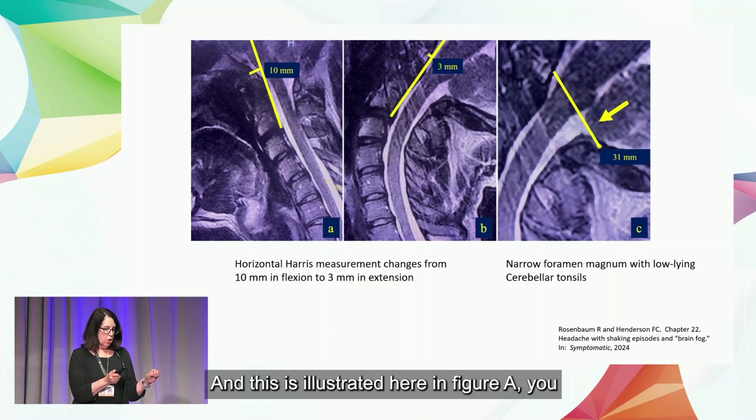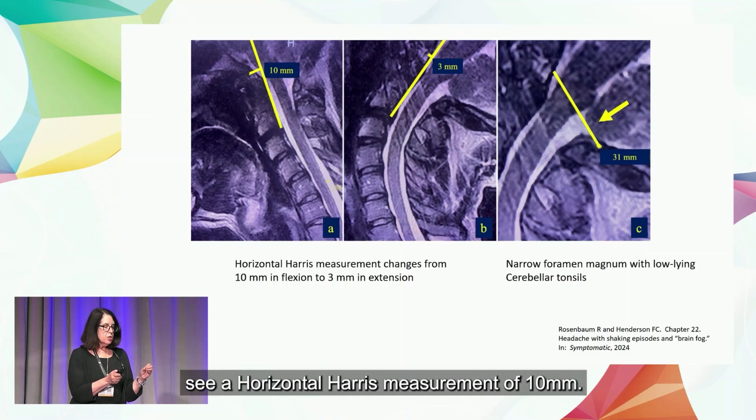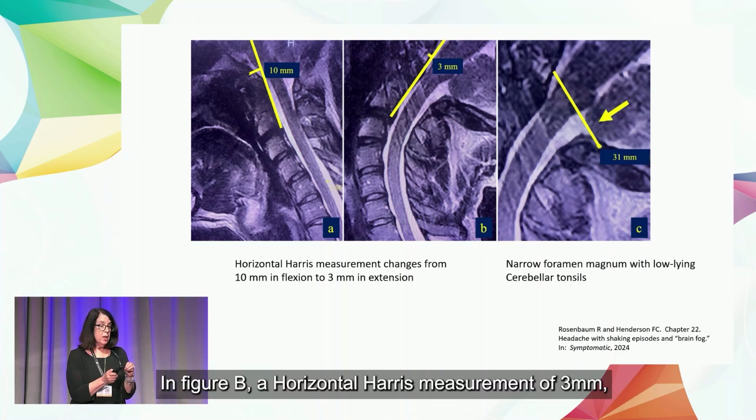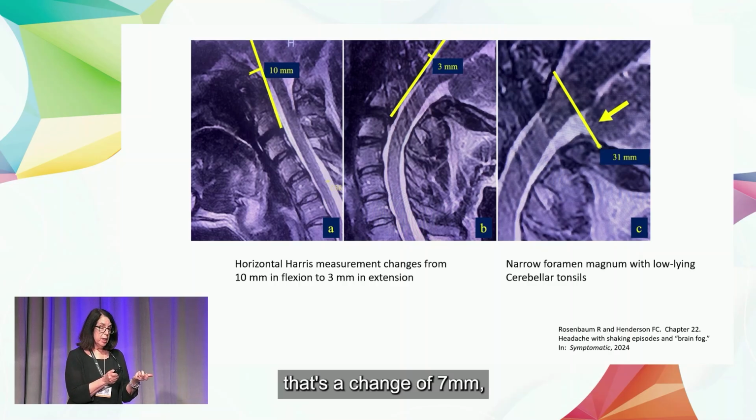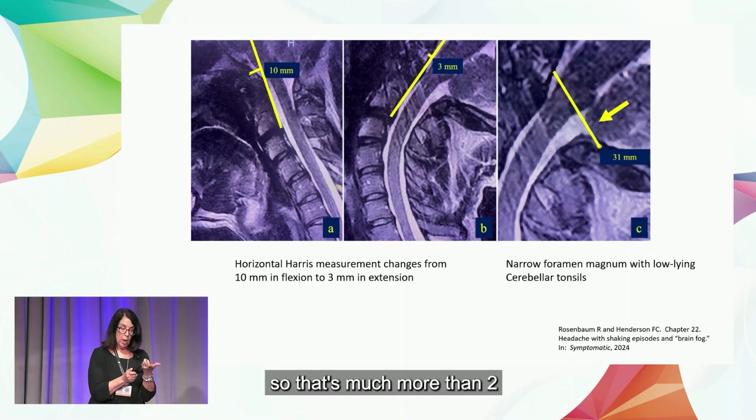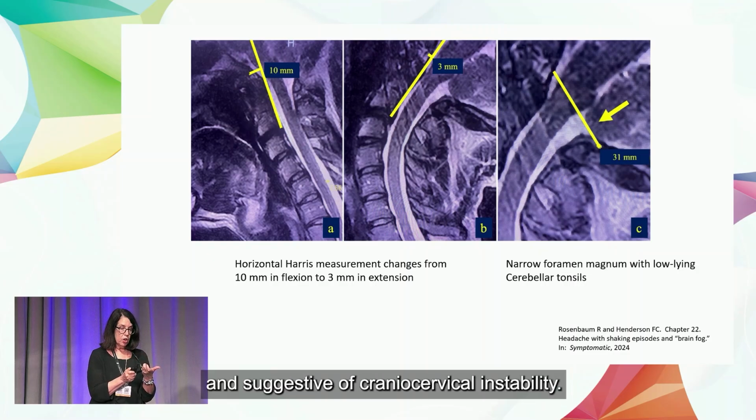In figure A, you see a horizontal Harris measurement of 10 millimeters. In figure B, a horizontal Harris measurement of 3 millimeters. That's a change of 7 millimeters, so that's much more than 2 and suggestive of craniocervical instability.